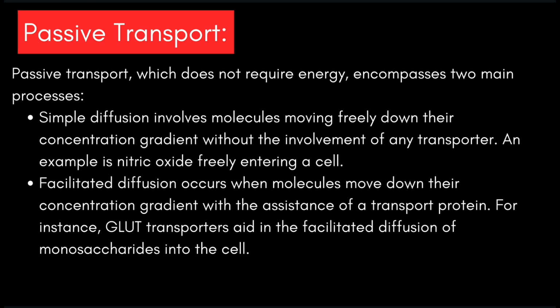So, passive transport, which does not require energy, encompasses two main processes. Simple diffusion involves molecules flowing freely down their concentration gradient without the involvement of any transporter. An example is nitric oxide freely entering a cell. Then we have facilitated diffusion, which occurs when molecules move down their concentration gradient with the assistance of a transport protein. For instance, GLUT transporters aid in the facilitated diffusion of monosaccharides into the cell.